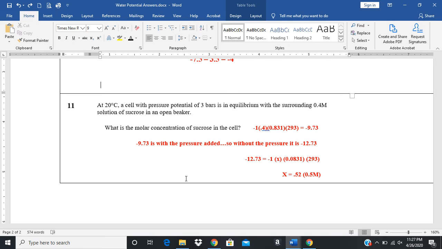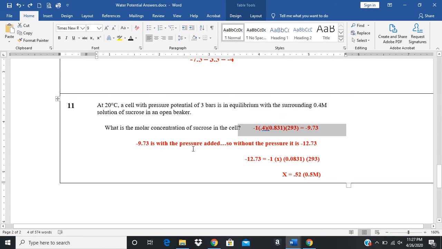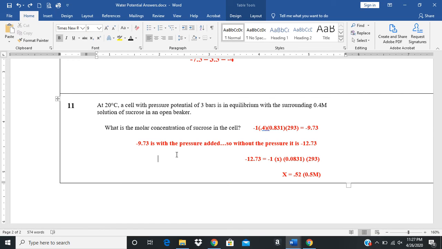So the beaker is 0.4 molar. Okay, and so when we calculate that, we get negative 9.73. Okay, now with the pressure added, it's negative 9.73. Okay, that's our solution. So we want to know what's the molar concentration of the sucrose in the cell. Okay, so without pressure, we know it's negative 12.73. Okay, so our cell with pressure added to it actually has a more concentrated solution.